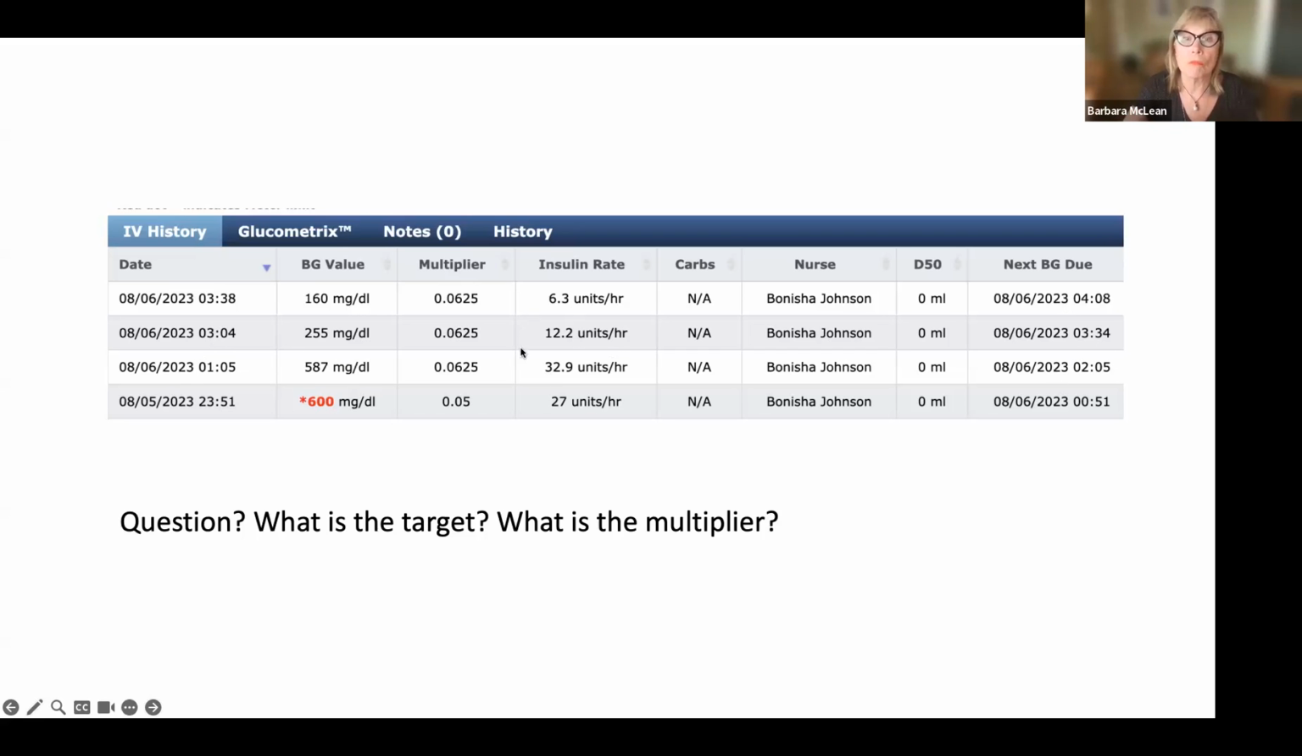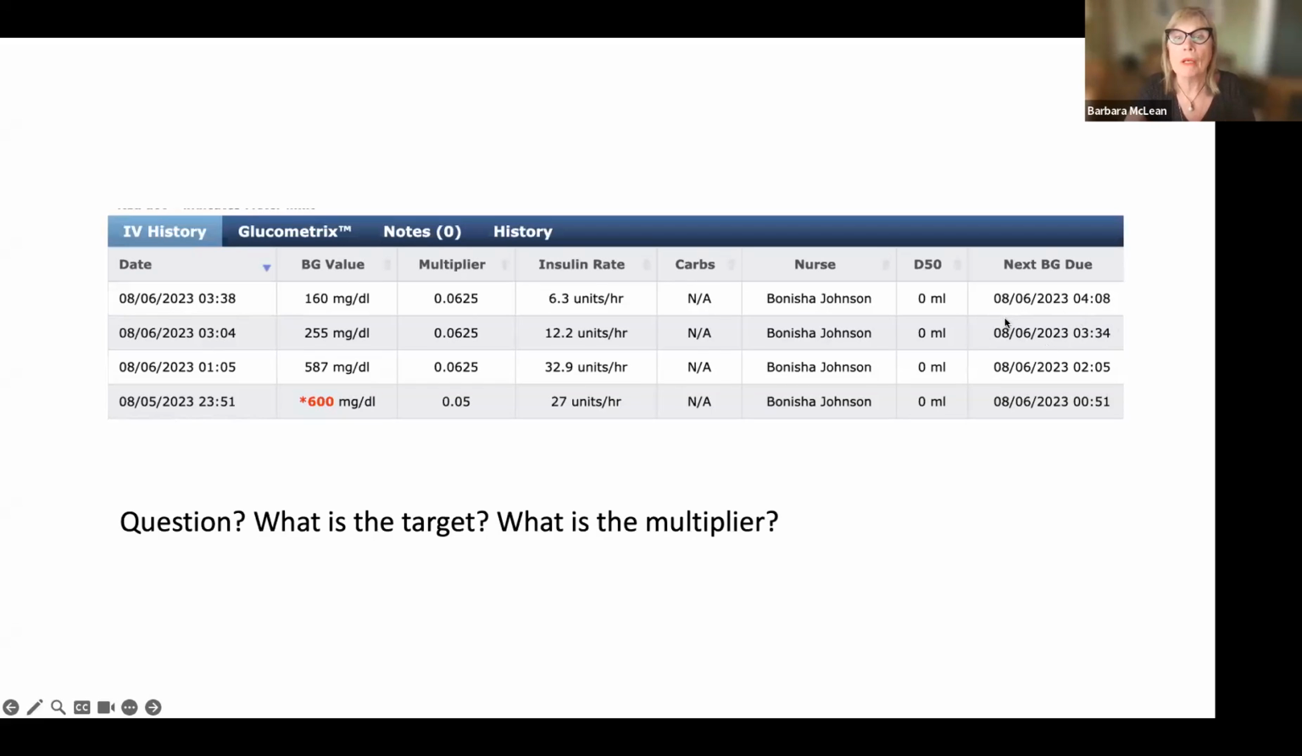Very significant drop now in the insulin rate. The multiplier is the same, but the patient's blood glucose has responded. So we dropped now from 32 to 12. And then again, because Glucommander sees that it's a significant drop, you're asked to do the next blood glucose at 30 minutes.